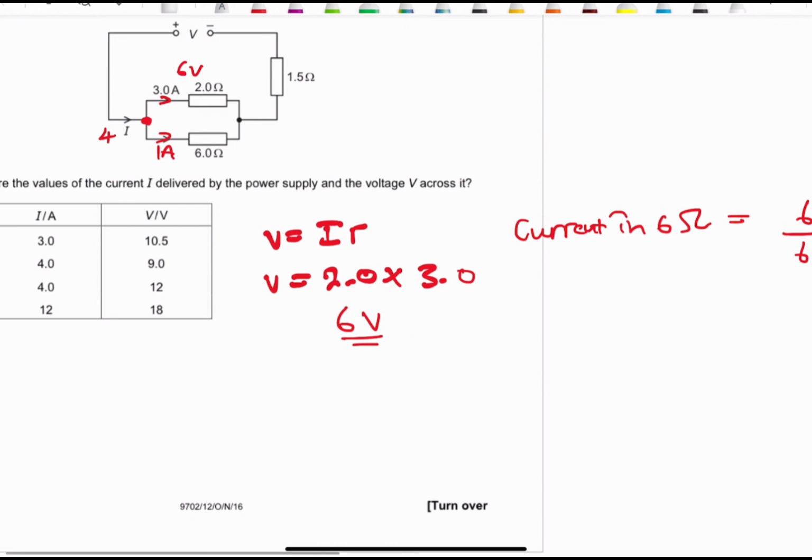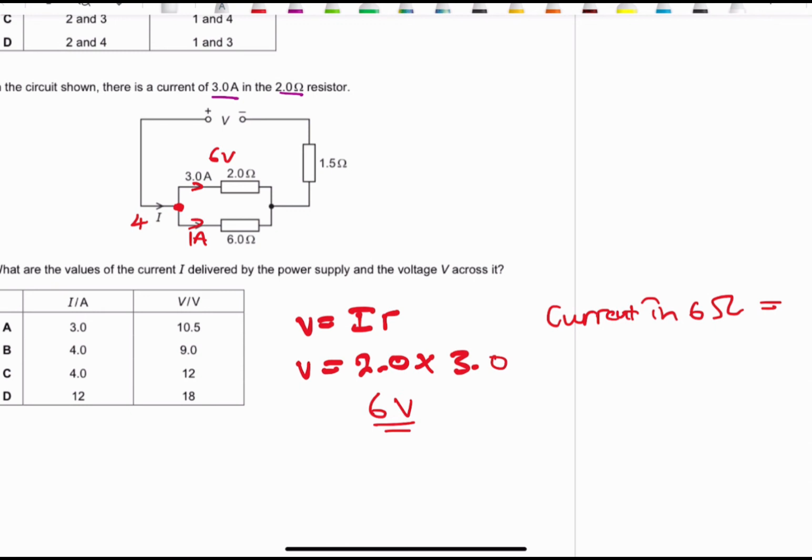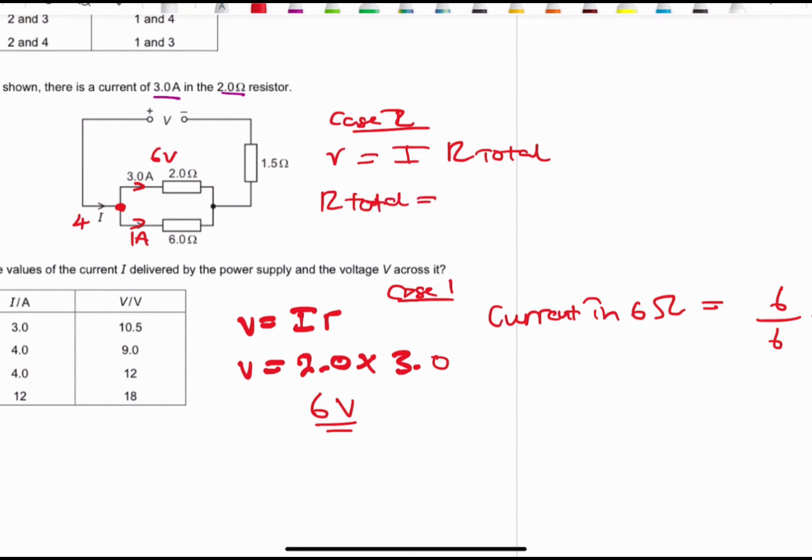And I want to find the power supply and the voltage across it, right? So basically, since there's a current of 3 A in the 2 ohm resistor, we want to find this particular value of V, which is across the total, right? But for case 2, this was for case 1, we now know that V will be equivalent to I multiplied by R total. So what is the value of R total? That is what we need to find. Once we have it, we can find the value of V.